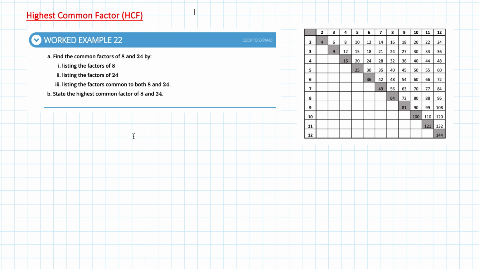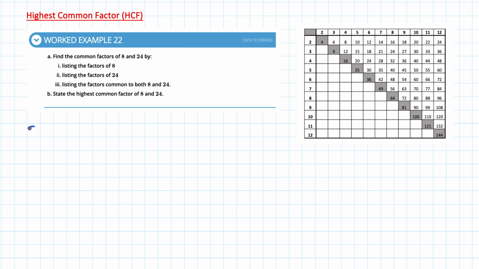So let's do an example because that's going to make things clearer. Something that is very important is that I'm modeling exactly the way that you should be working this out. I don't want anyone saying, oh, I do it in my head, because this is when we get into trouble. This is what I want written in your book, in your test, and in your homework. So it says, find the common factors of 8 and 24.